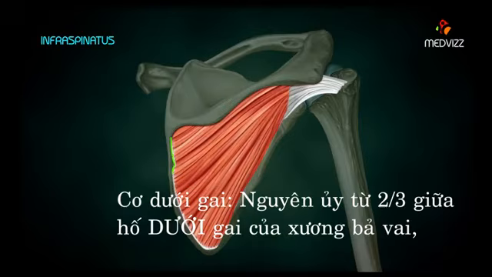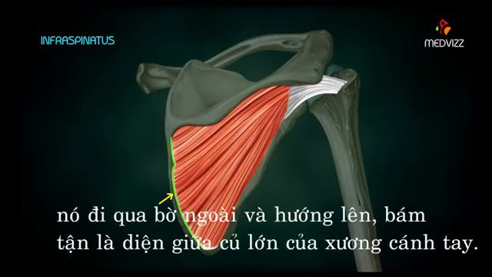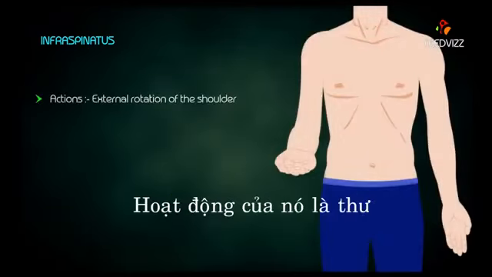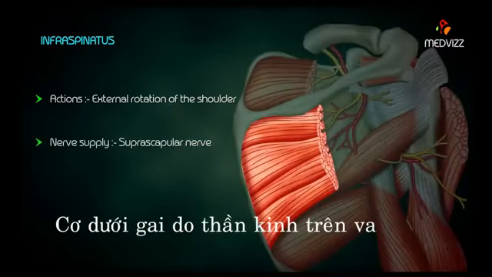Infraspinatus. It originates at the medial two-thirds of the infraspinous fossa of the scapula. It passes laterally and upwards and is inserted into the middle impression of the greater tubercle of the humerus. Its action is external rotation of the shoulder. Nerve supply is by the suprascapular nerve.